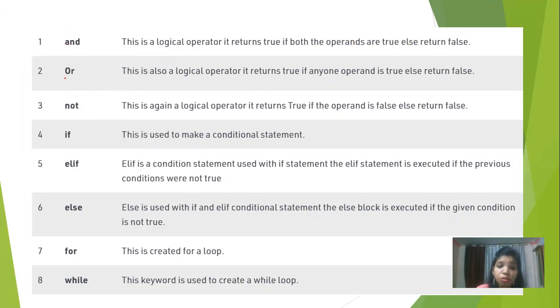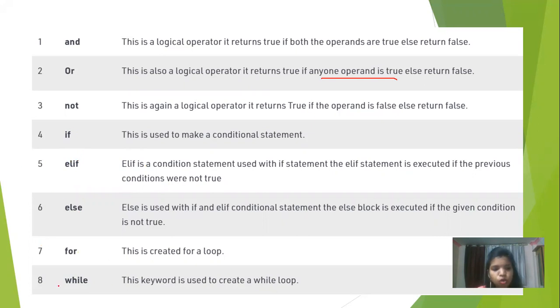Now OR means if any input is 1, then the output is 1. So if any operand is true, then the output will be true. NOT is for inverting the operation. If is for a conditional statement. Elif: suppose the previous statement is not true, then this command will execute. Else: if both the if and elif commands are not true, then this will execute.